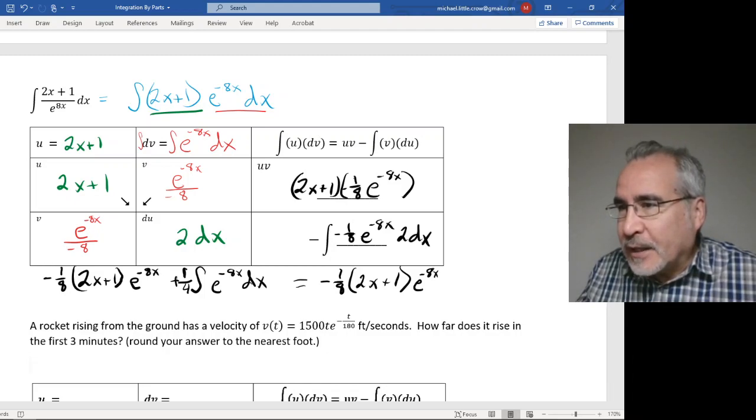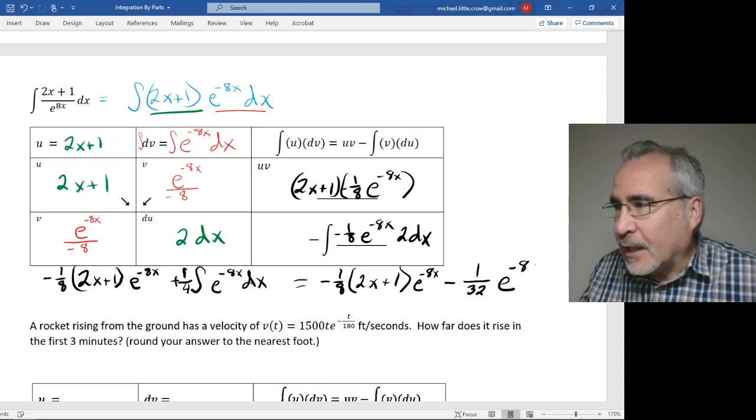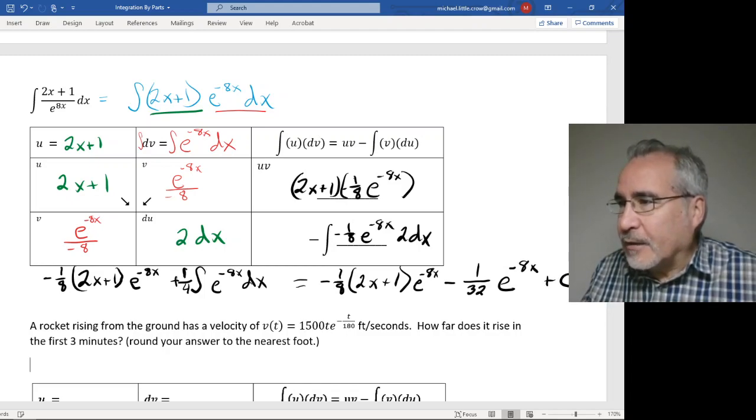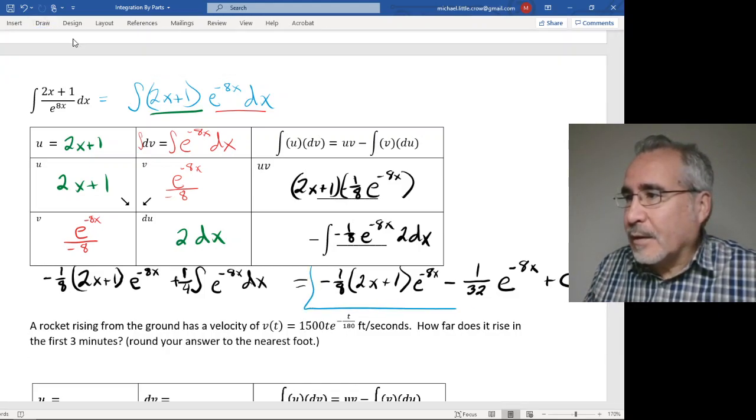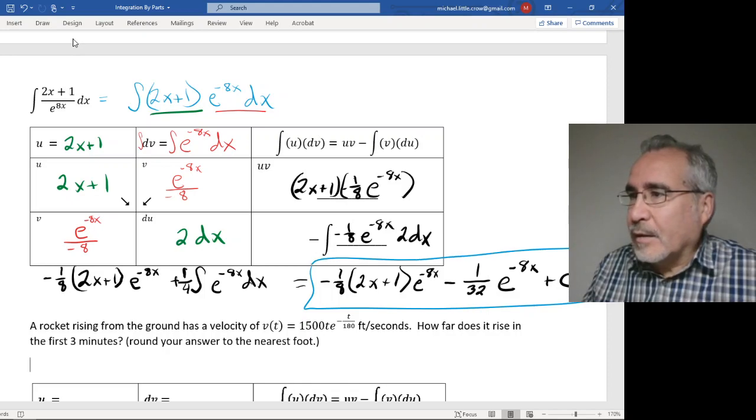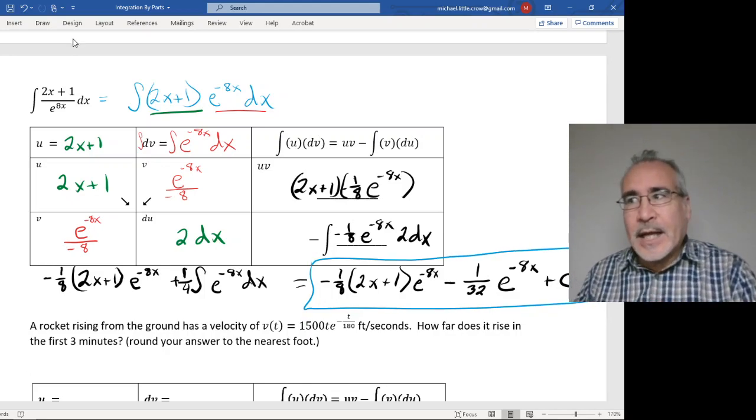Now notice when we integrate this negative, it's going to divide by -8, so that's going to become a minus. Remember this -8 is going to be the bottom, so 8 times 4 is 32. So what happened, the 8 came down, 8 times 4, the plus became a minus, so we took care of that, and then it's just e to the minus 8x plus a constant. Okay, that's what we got.